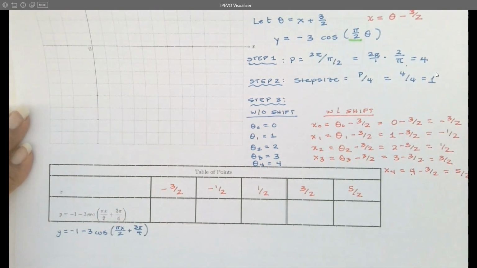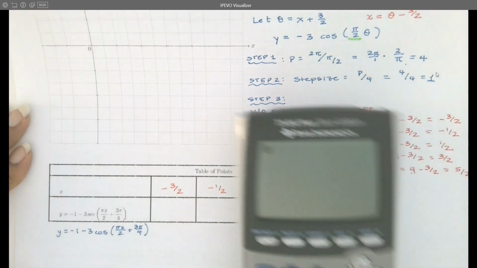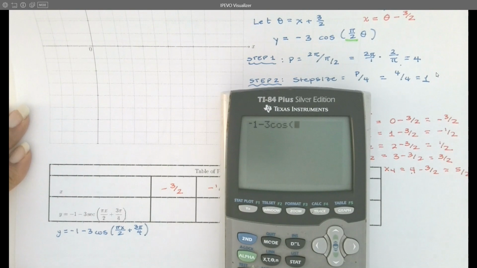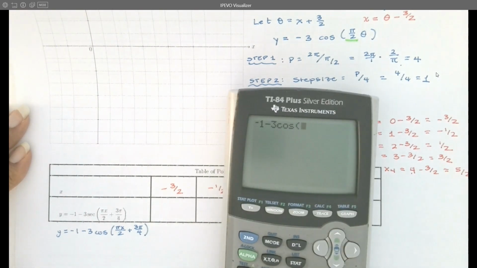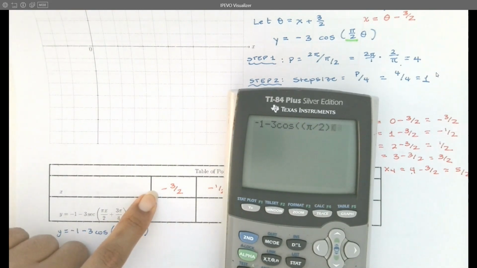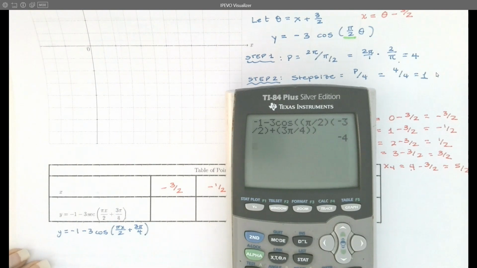Okay, and then it's probably a good idea to punch these into our calculator just to make it a little bit faster for us. So we'll have negative 1 minus 3 times cosine of pi over 2 times x. In this case, x is this negative 3/2, plus 3 pi over 4. And the first y value that we get is negative 4.